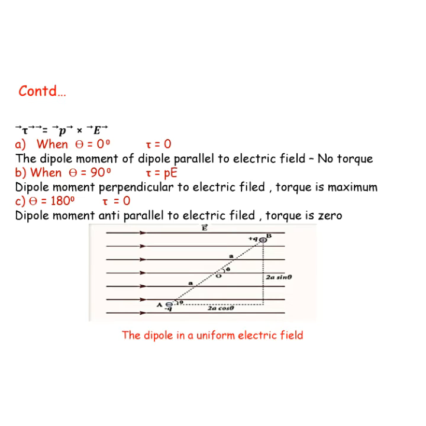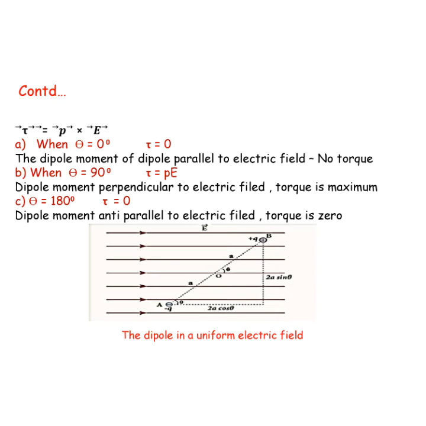A dipole in the electric field experiences a torque which tends to align the dipole in the field direction, dissipating its potential energy in the form of heat to the surroundings. Next, when theta is equal to 0 degrees, tau is also 0. So a dipole moment parallel to the electric field experiences no torque.